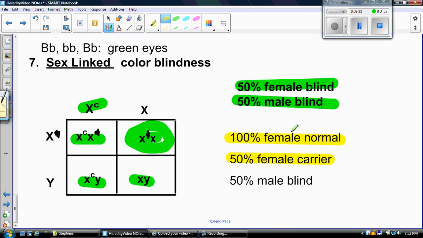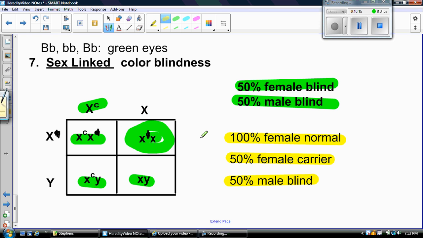So the only way a female can be colorblind is if the dad is colorblind, and the mom has to either be a carrier or colorblind as well. But if you look, there's a 50% chance that a male offspring will be colorblind. So a male has a 50% chance of being colorblind, whereas a female does not even have a chance of it. And that's simply because the male does not have another X chromosome, only a Y. So the minute a male gets the colorblind trait on the X chromosome, they will be colorblind. So that's what we're talking about when we're talking about sex-linked traits.